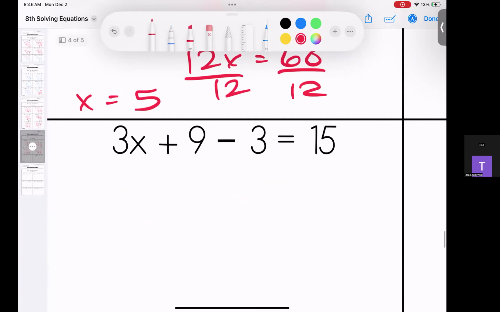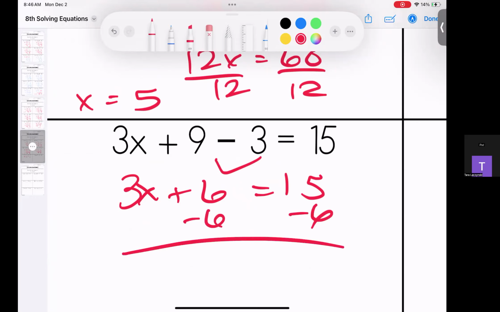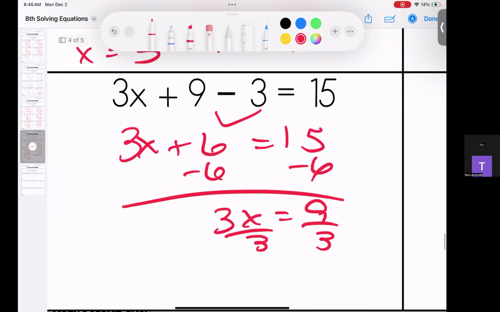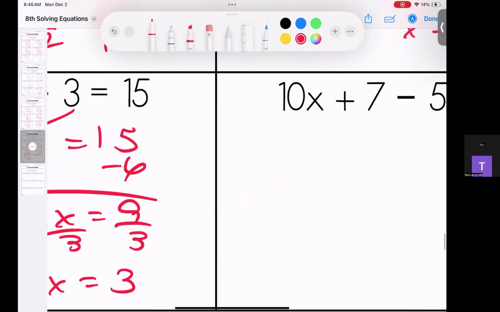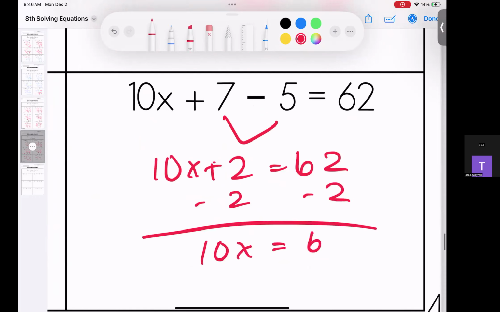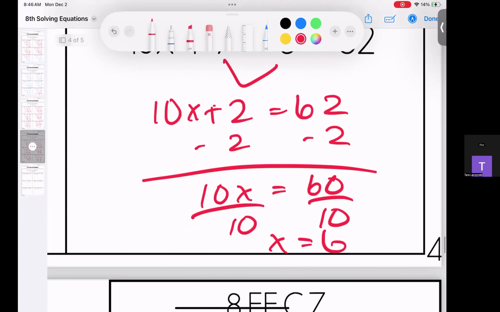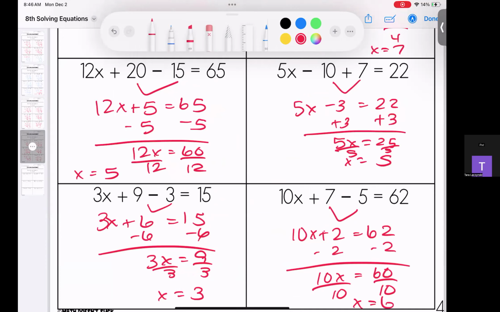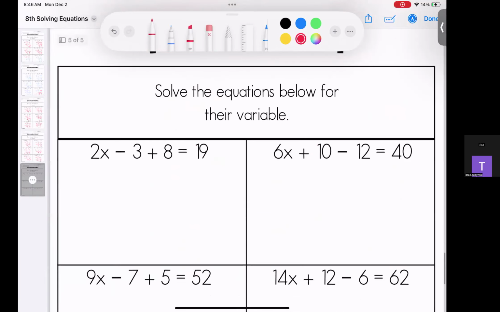All right, down the bottom. So this is going to give us a positive 6, which we're then going to subtract from both sides. And then we're going to divide by our coefficient. Over here, this is going to give us a positive 2, which we're going to subtract from both sides. X is equal to 6. All right, end of page 4, questions, bring them with you.